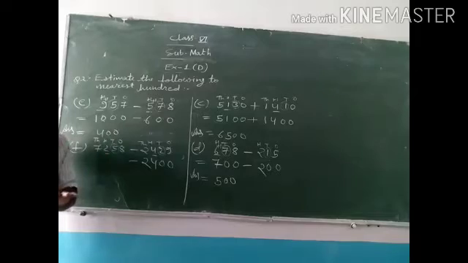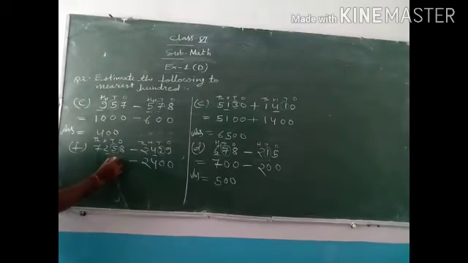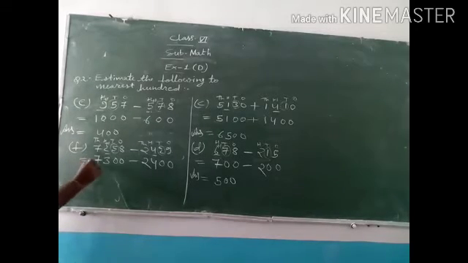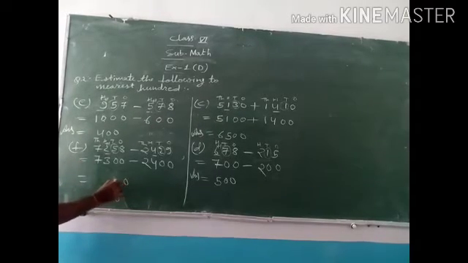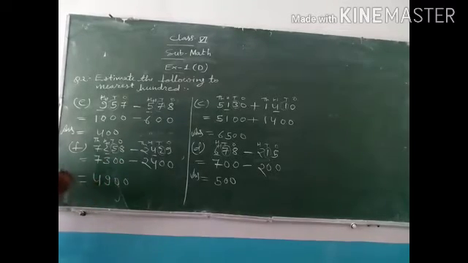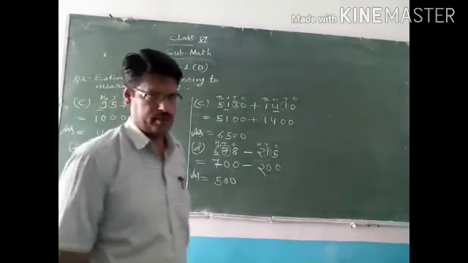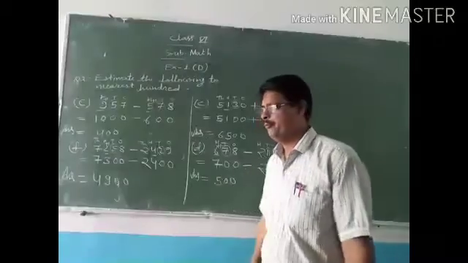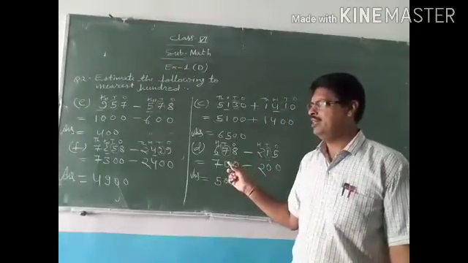5 or greater than 5, then these both will become 0, and here plus 1 we will do. 2 plus 1, 3, 7,300. Okay, so now we have to subtract it. 0, 0, 13 minus 4, 9, 6 minus 2, 4. 4,900 will be our answer. Understood, everybody?